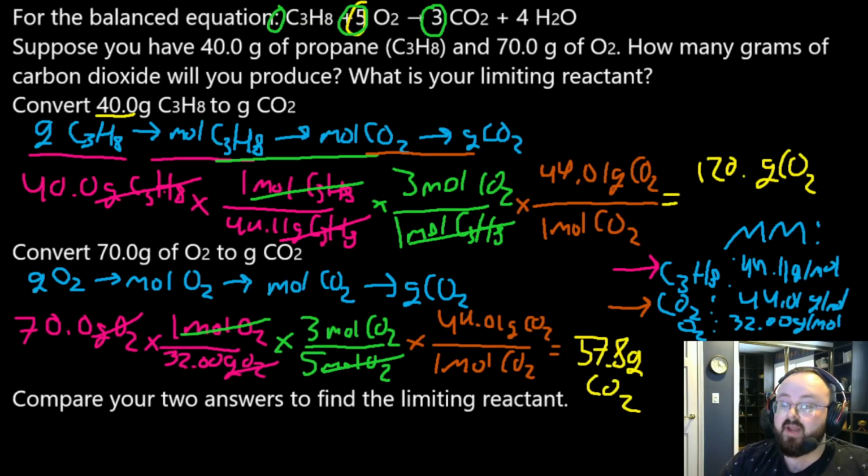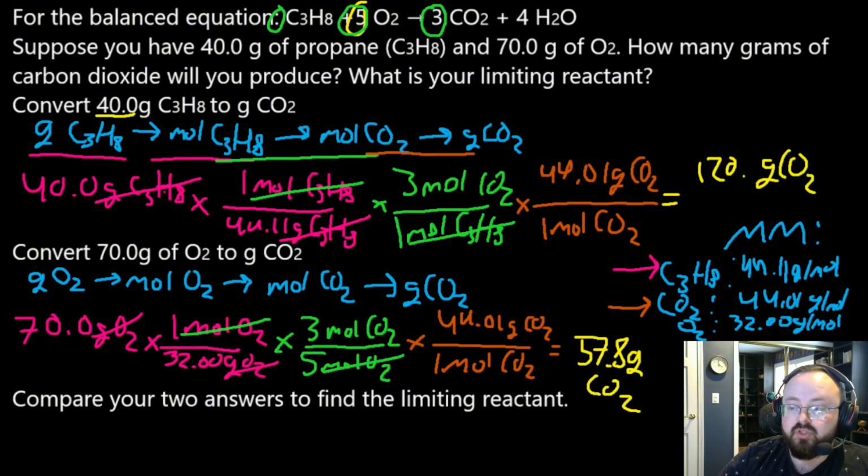57.8 grams of carbon dioxide. So what does this mean? Let's wrap our heads around this and answer our last question. We started out with less mass of propane, C3H8, and we produced a lot more carbon dioxide. We started with more oxygen, 70 grams, but we actually end up producing less carbon dioxide than the amount that we started with.